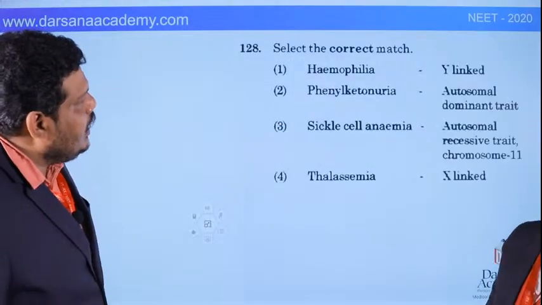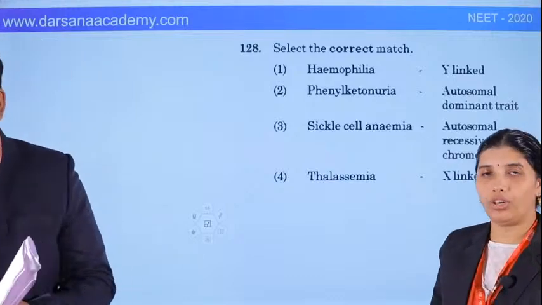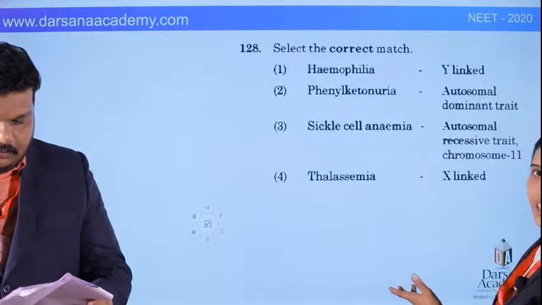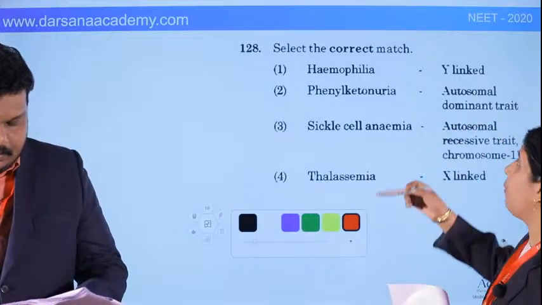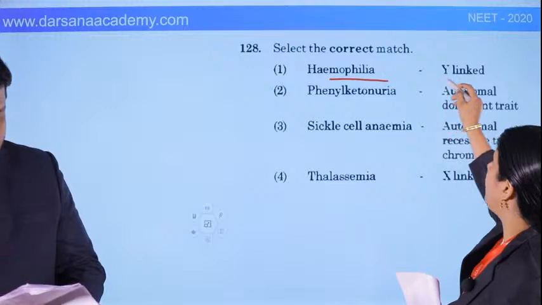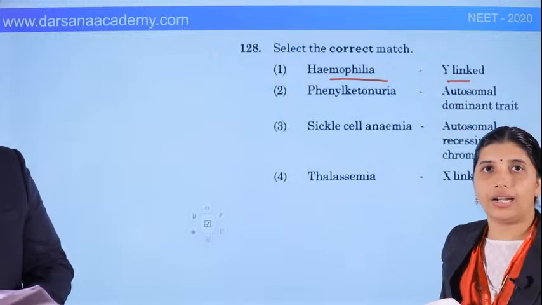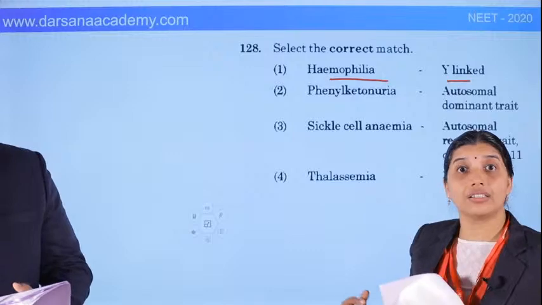That is from principles of inheritance, related to genetic disorders. It is a very important area, and we know that this time questions were asked from this area also. Okay, we are very happy. It's a direct question. Select the correct match. Hemophilia, what about hemophilia? Y-linked, never. Hemophilia and color blindness, we know that they are sex-linked recessive, X-linked recessive.